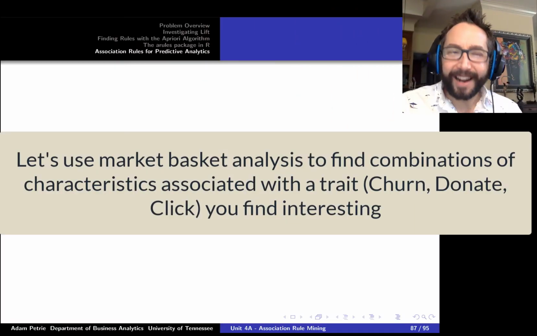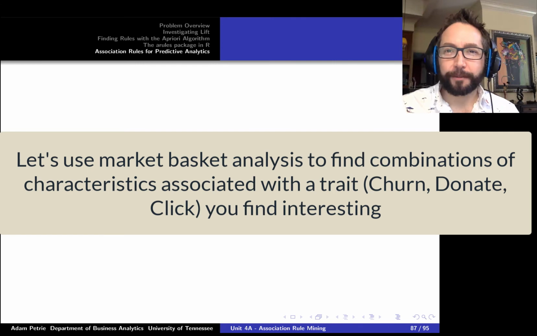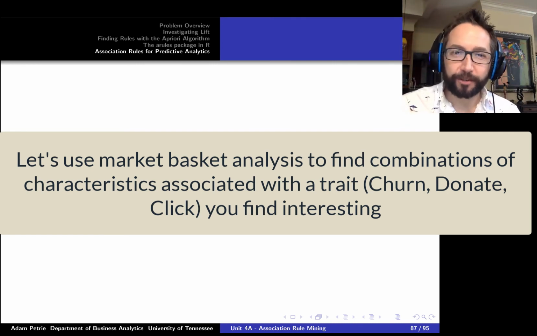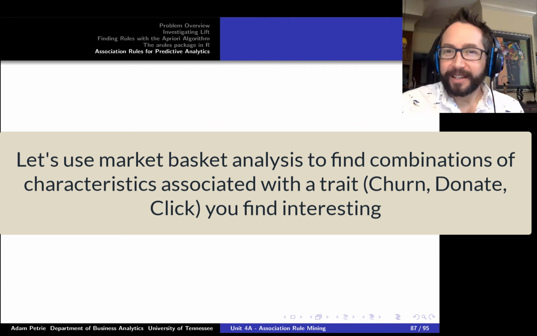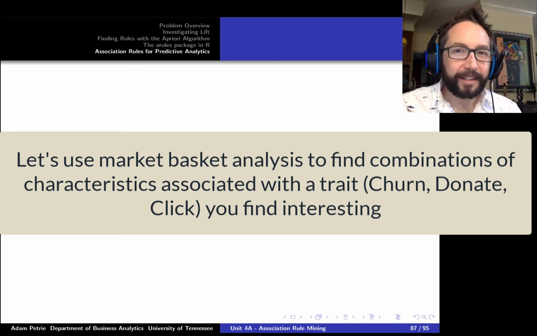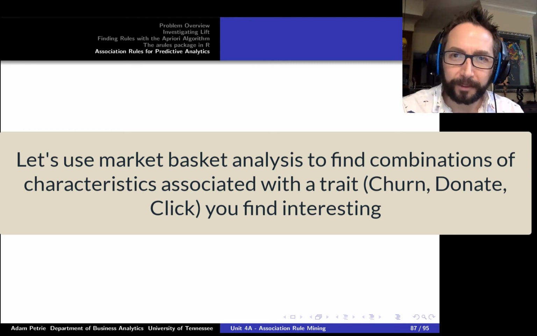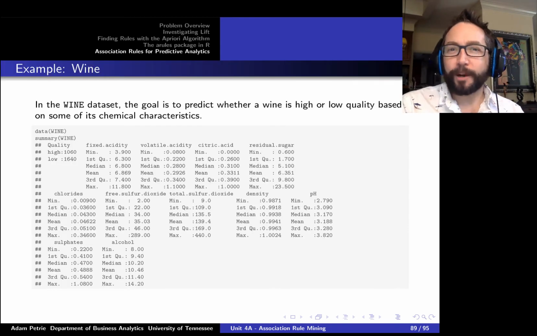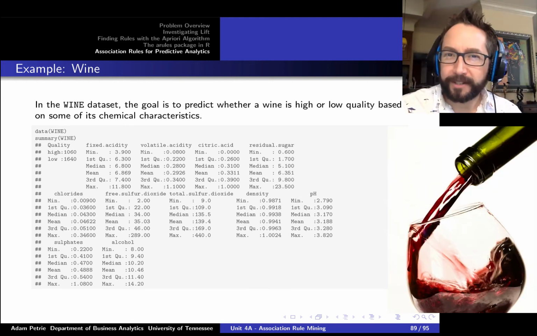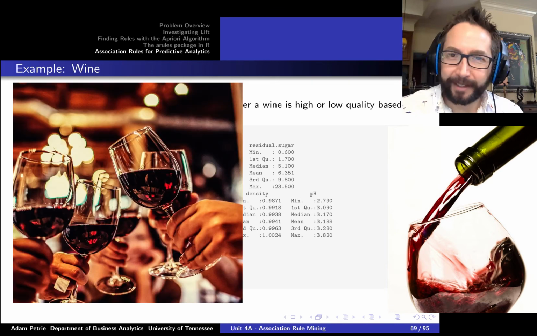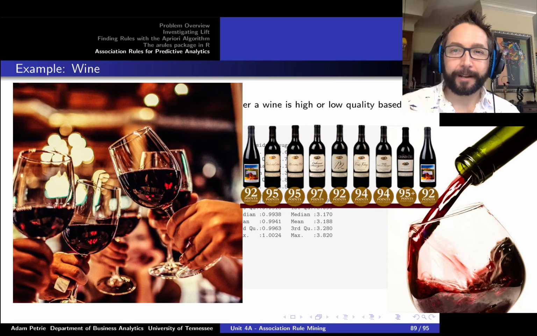So one last, I think really cool, application for market basket analysis or association rule mining has nothing to do with studying shoppers' behaviors. Instead, it has to do with finding combinations of characteristics that tend to have a value that you find really interesting. Now, what do I mean by that? Let's look at a real-world data set. Let's imagine that we're interested in constructing a wine that's going to be very well received by everyone out there. In general, it just gets a very high rating.